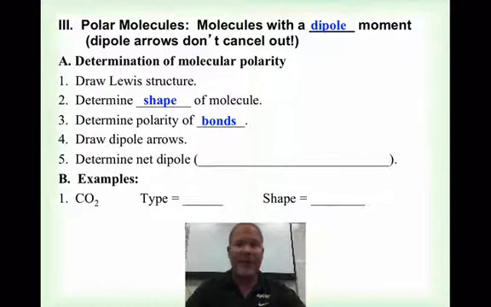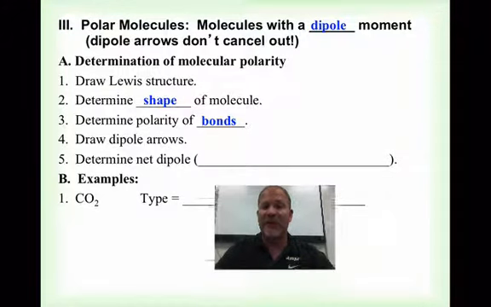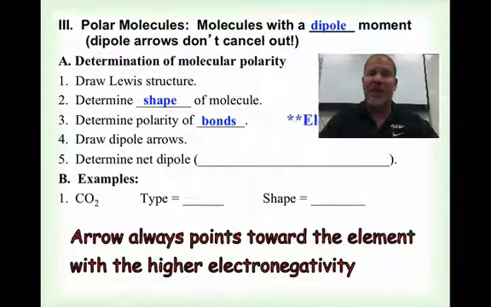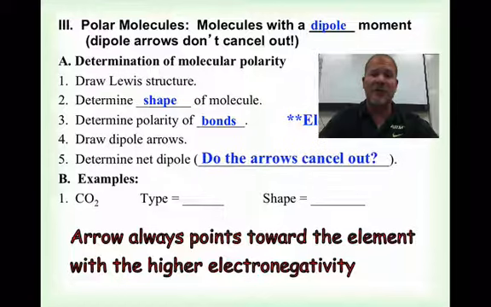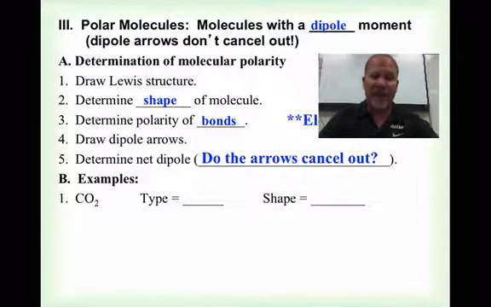and I give that chart to you. Remember, you don't have to memorize that. Then you're going to draw polar arrows. The arrow always goes towards the element with the higher electronegativity. After you do that, you then ask yourself the simple question, do the arrows cancel each other out?